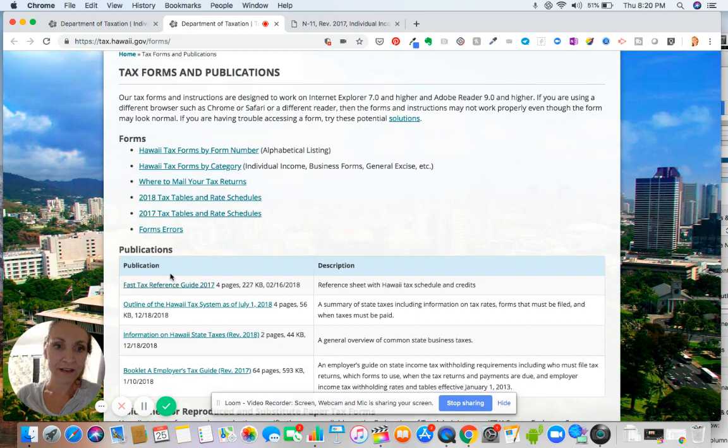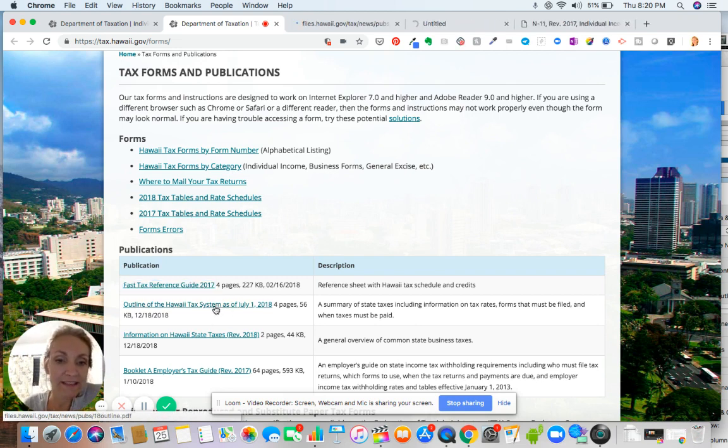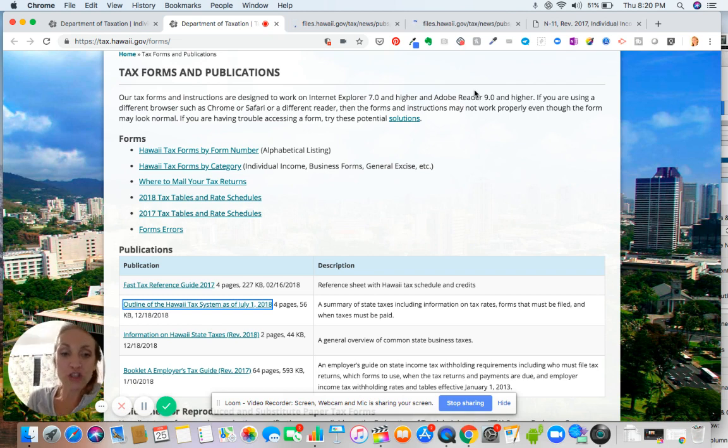And if you scroll down here under publications, we can see this fast tax reference guide. And then we have outline of the Hawaii tax system. This is a bit more recent. So GET tax is essentially 4% everywhere in Hawaii, and it applies to businesses, but it affects so many people because it applies to any time. It's not exclusive to a few types of businesses. It applies to all contractors, anyone who does contract work, which is more and more people these days. It applies to rental income.